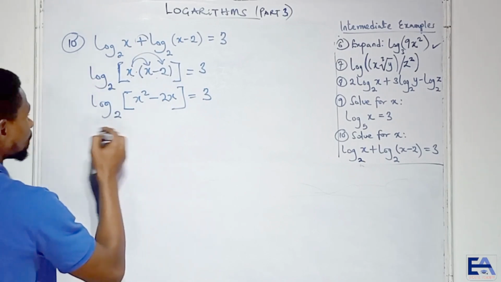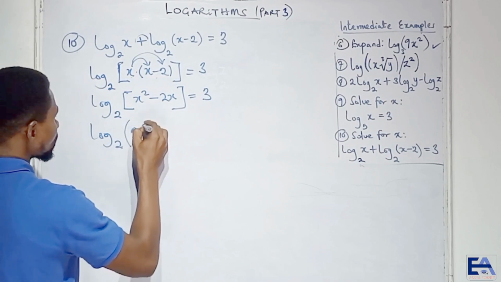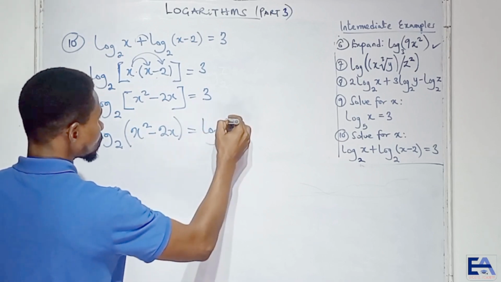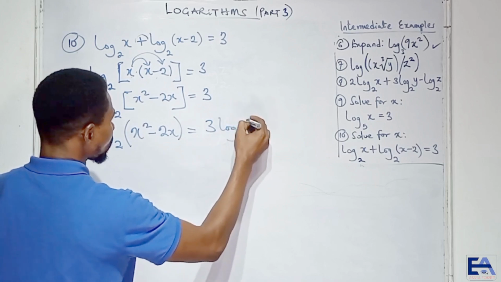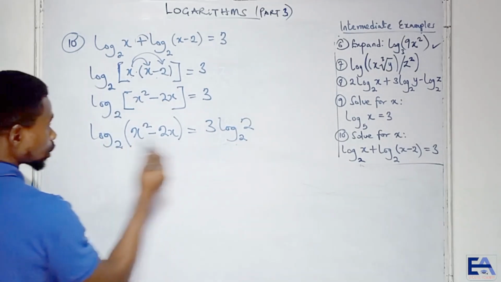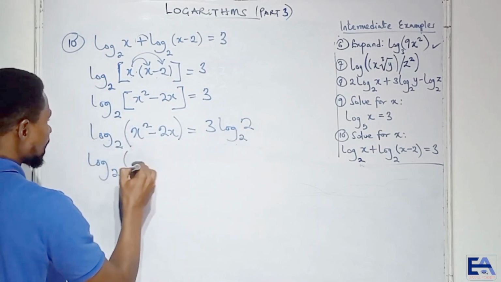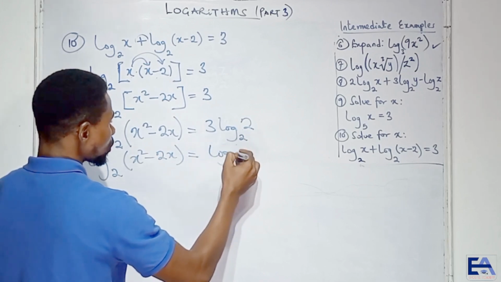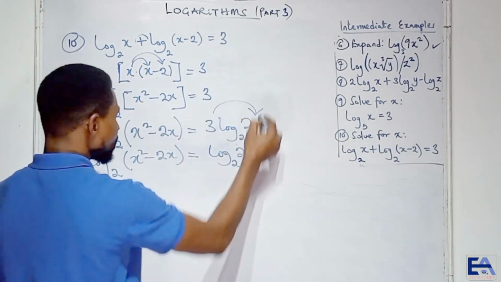So you have log to base 2 of x squared minus 2x is equal to 3 log 2 to base 2. You get that? Just for us to have logarithm to base 2 on both sides. So you can repeat this and then have x squared minus 2x is equal to 2 raised to power 3. This 3 goes here to form a power.